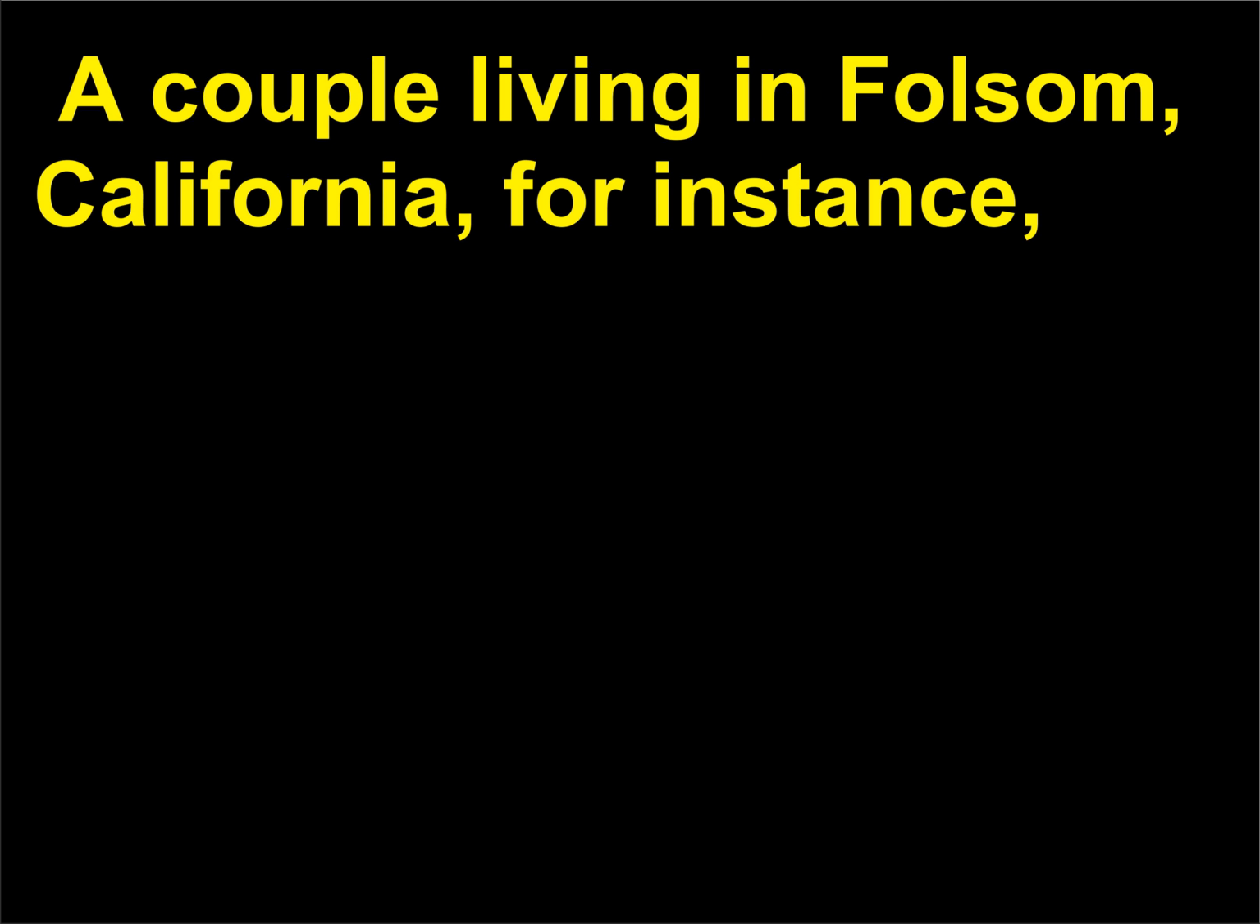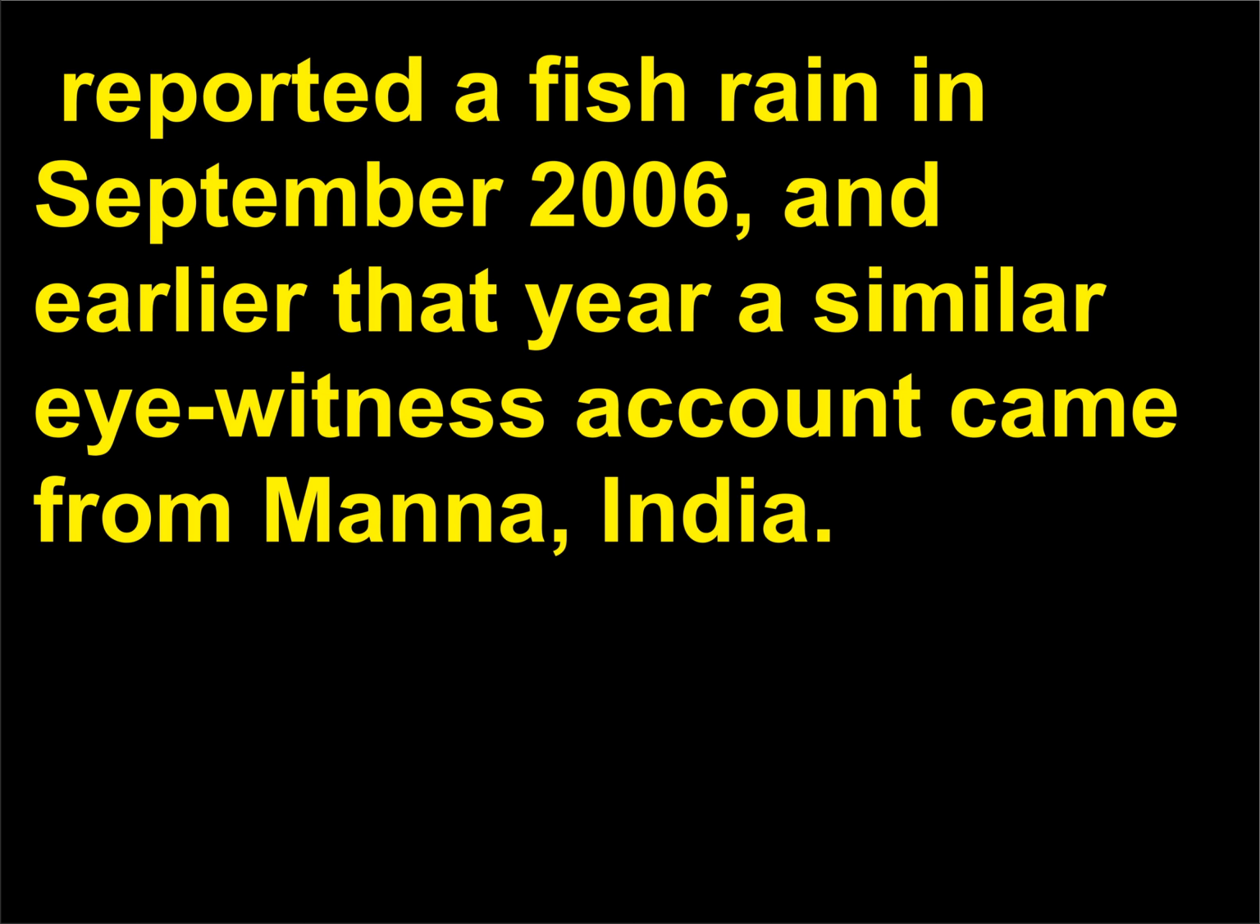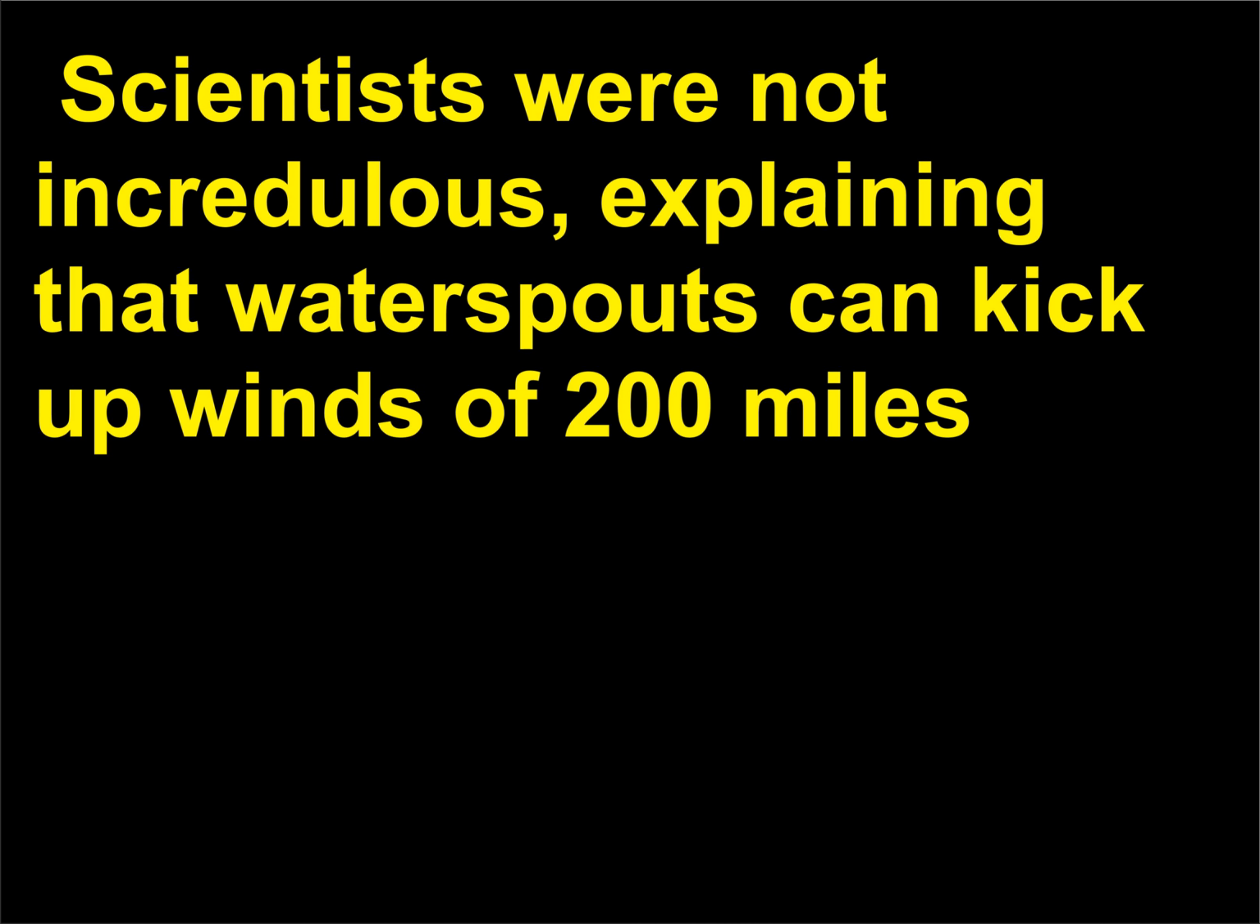A couple living in Folsom, California, for instance, reported a fish rain in September 2006, and earlier that year a similar eyewitness account came from Manna, India. Scientists were not incredulous, explaining that waterspouts can kick up winds of 200 miles.